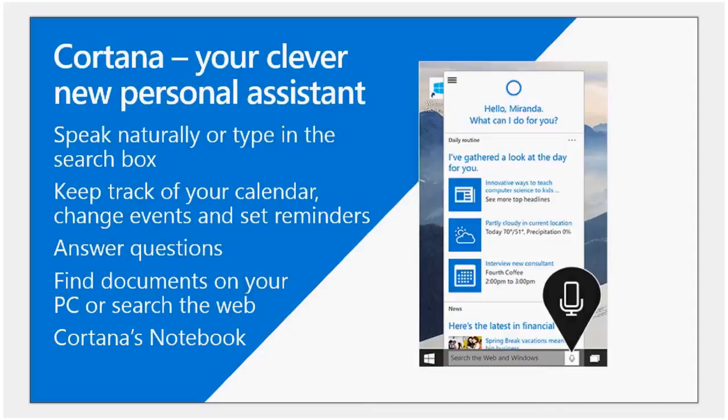And Cortana, your clever new personal assistant, can search the web for you, find things on your PC, keep track of your calendar, change your events in your calendar, set reminders for you, and even answer questions. You can speak naturally or type your request right into the search box. The more Cortana helps you, the more she learns about you, the better she gets at helping you. To get started with Cortana, you just type in a question into the search box on the taskbar, or select the microphone icon and just talk.